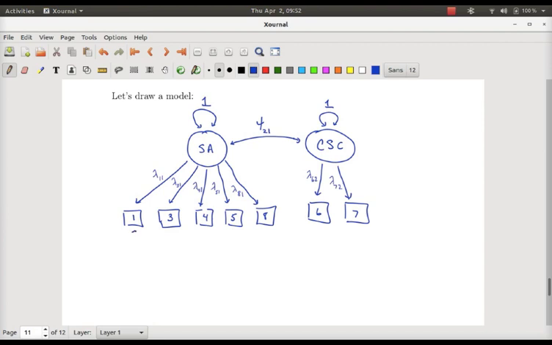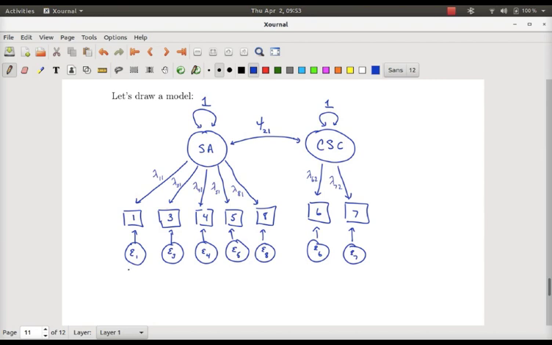And then each one of these will have some measurement error. So error 1, error 3, error 4, error 5, and error 8. And we'll also have error terms for items 6 and 7. And each of these will have their own associated variances.